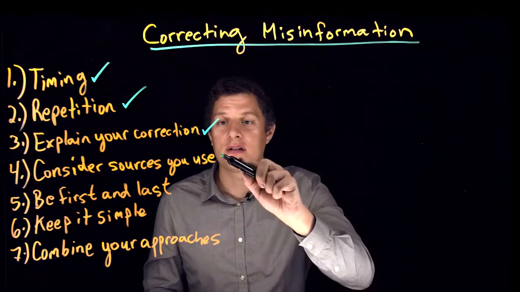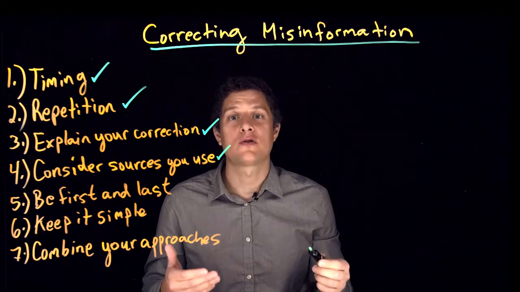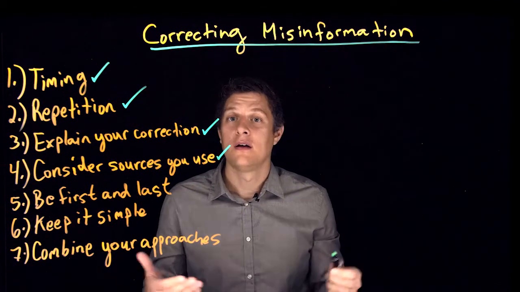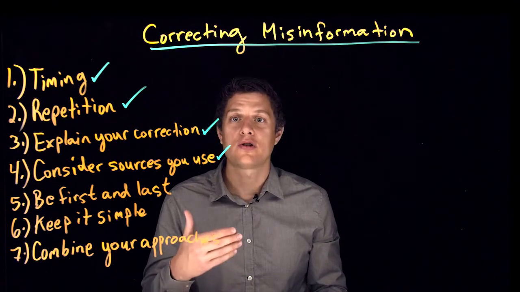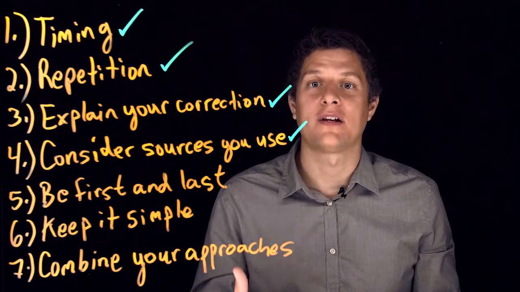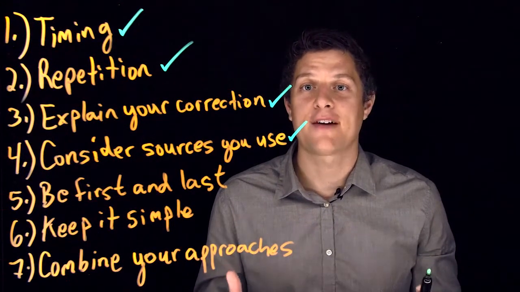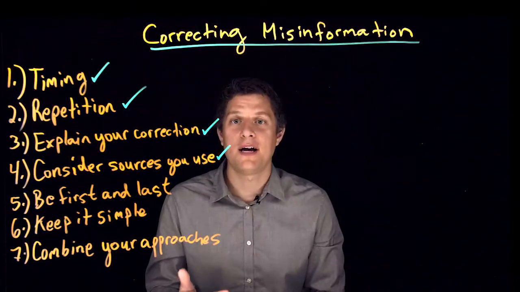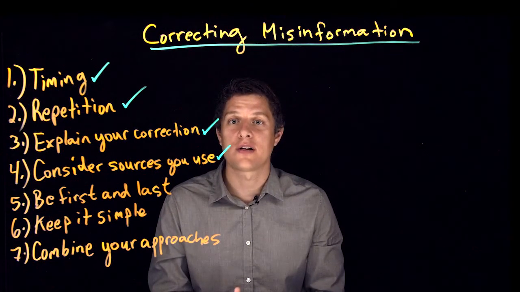Number 4, consider the sources you use. So far, research has shown that subject matter expert sources work better than general public sources when correcting misinformation. But credibility is also closely tied to trust. Therefore, your source should be someone your target audience trusts. Otherwise, the correction will have little effect. In fact, a correction from an untrusted source may even backfire, further solidifying the misinformation in the minds of your audience. The best corrections can sometimes come from an unlikely or surprising source that is trusted by the audience.